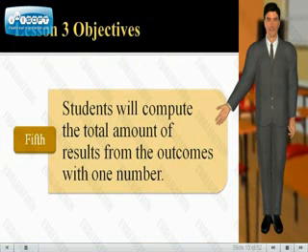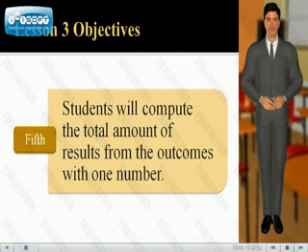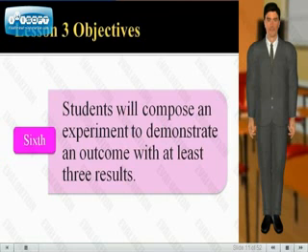The fifth objective, you will compute the total amount of results from the outcomes with one number or a single numerical value. Objective 6. You will compose an experiment to demonstrate an outcome with at least 3 results. This is where you will design your own experiment. But make sure that you're able to get 3 outcomes or 3 results from your experiment.